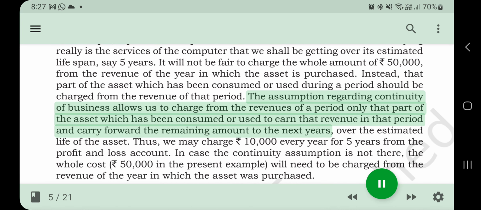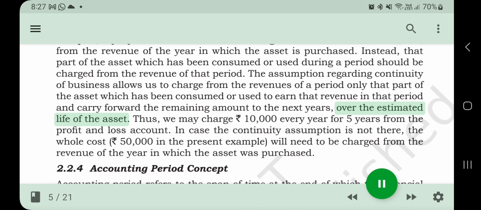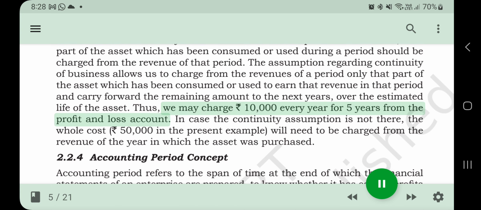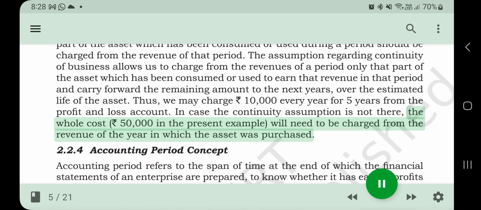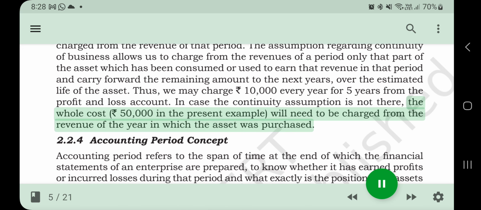The assumption regarding continuity of business allows us to charge from the revenues of a period only that part of the asset which has been consumed or used to earn that revenue in that period and carry forward the remaining amount to the next years, over the estimated life of the asset. Thus, we may charge 10,000 every year for 5 years from the profit and loss account. In case the continuity assumption is not there, the whole cost, 50,000 in the present example, will need to be charged from the revenue of the year in which the asset was purchased.